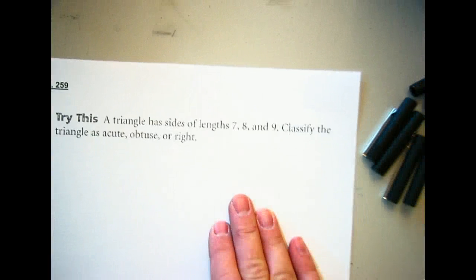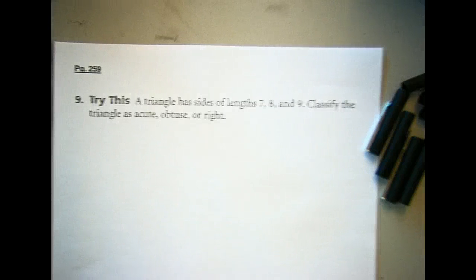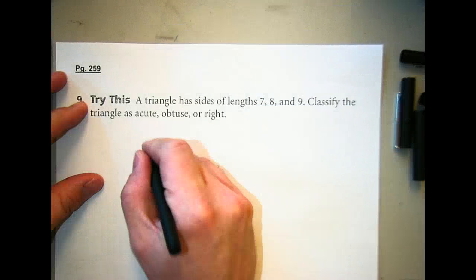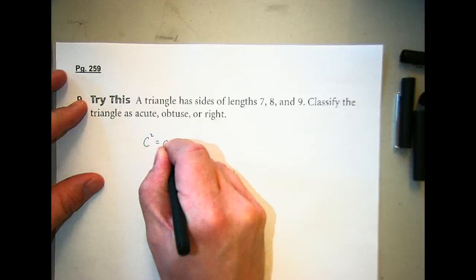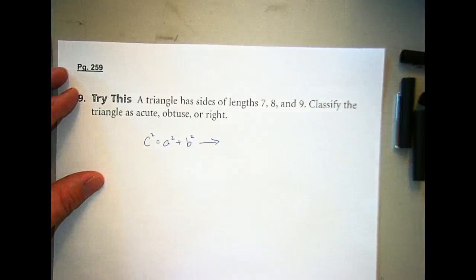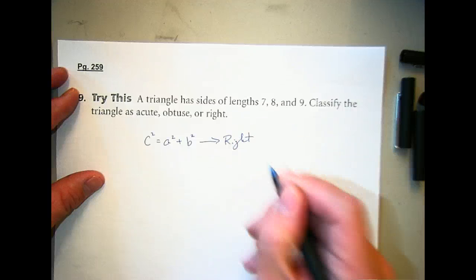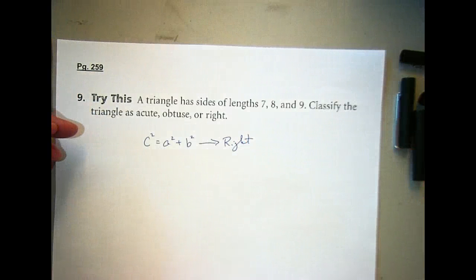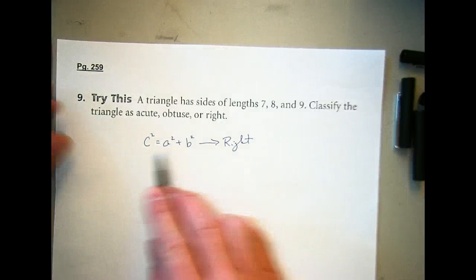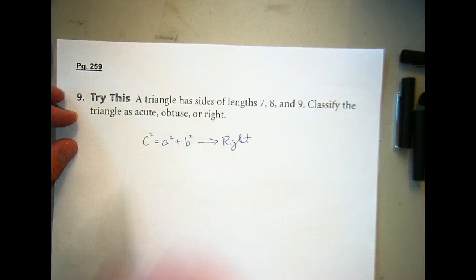A triangle has lengths of 7, 8, 9. Classify the triangle as acute, obtuse, or right. Well, let's talk real quick. We know this statement. We know if C squared equals A squared plus B squared, then our triangle is a right triangle. It's the converse of the Pythagorean theorem. If C squared equals A squared plus B squared, then it's a right triangle. Versus if it's a right triangle, then C squared equals A squared plus B squared. So if it's equal, you have that.